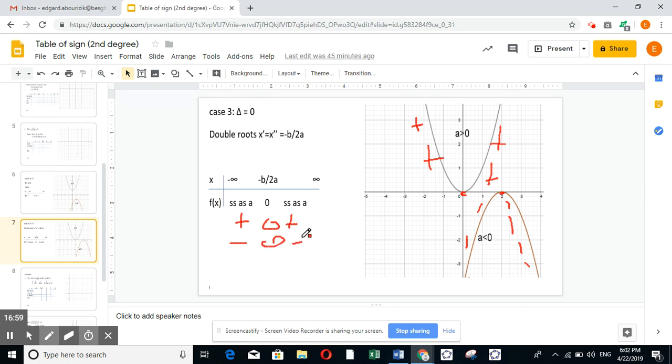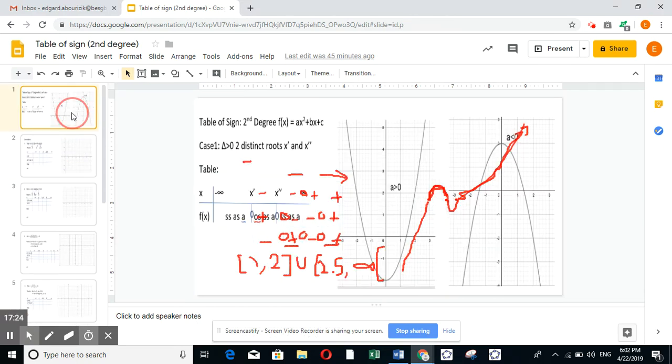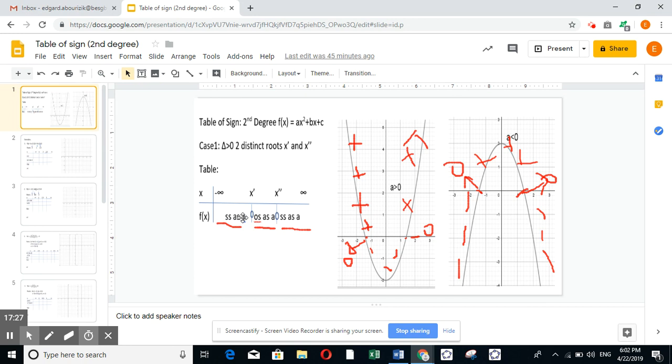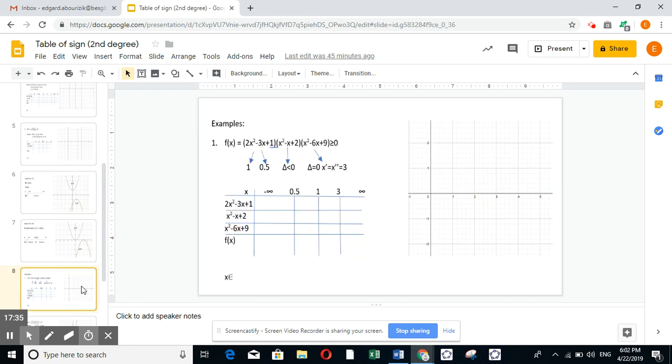Don't make the mistake, because some students, when delta is 0, put plus or minus around minus b over 2a. We don't have plus then minus or minus then plus in an equation of second degree. In an equation of second degree, either all is positive or all is negative, with an exception of having a root, for example this root when delta is 0, always plus or always minus. Or you have part positive, part negative when you have two roots: plus minus plus or minus plus minus. So I don't have the case of minus 0 plus or plus 0 minus. We don't have that in an equation of second degree.